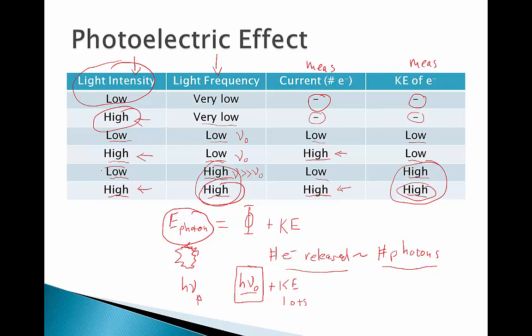But if our light intensity is low, then we don't have very many photons coming in, so this number would be low. And so the number released is low, and we're going to end up with a low current. So Einstein's idea explained all of these experimental results. But it creates a really interesting idea.